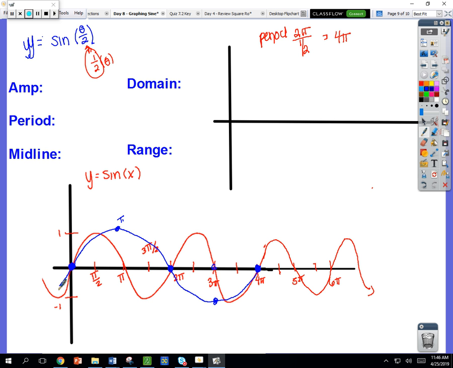So the period makes it a horizontal stretch or shrink, makes it wider, that kind of thing. So this would continue on, but this is one cycle.